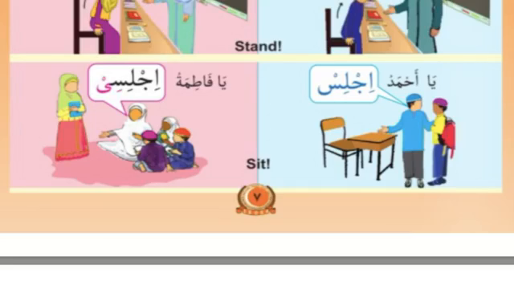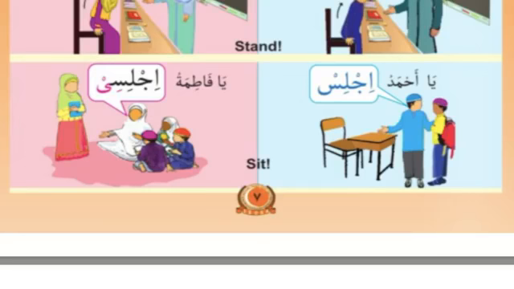So in the picture, the teacher is commanding a female student or a girl to sit down. The girl's name is Fatima, so the teacher is saying, Ya Fatimatu ijlisi. Oh Fatima, sit down. All right. So please notice again, when you want to command a male to sit down, you say ijlis. And when you want to command a girl or a female or a woman to sit down, you say ijlisi. Ijlis is to command a male or a boy or a man. Ijlisi is to command a female or a girl or a woman.